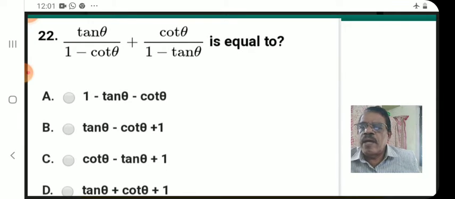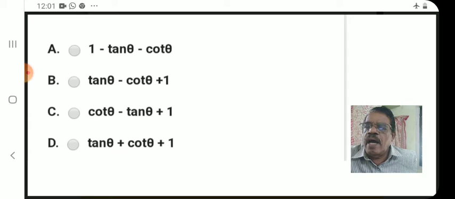Tan theta by 1 minus cot theta plus cot theta by 1 minus tan theta is equal to what? The answers are: A, 1 minus tan theta minus cot theta; B, tan theta minus cot theta plus 1; C, cot theta minus tan theta plus 1; D, tan theta plus cot theta plus 1.